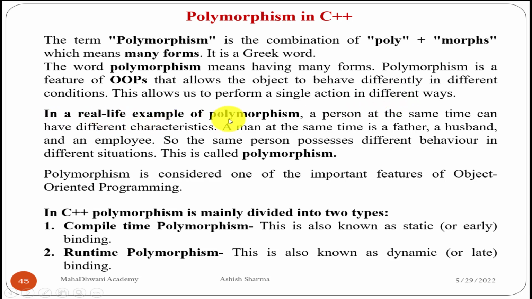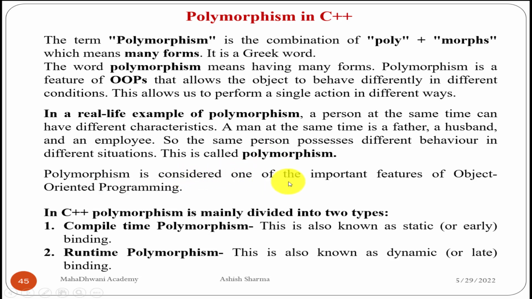In a real life example of polymorphism, a person at the same time can have different characteristics. A man at the same time is a father, a husband, and an employee. So the same person possesses different behavior in different situations. This is called polymorphism. The same person is a father, a husband, or an employee, having a different behavior in different situations. But the name of the person is the same all the time. This is a real-time example for polymorphism.